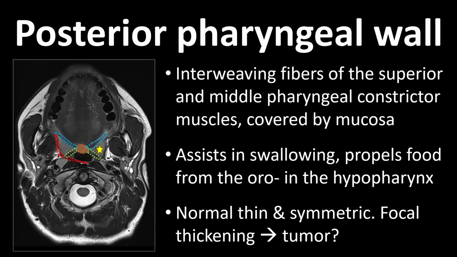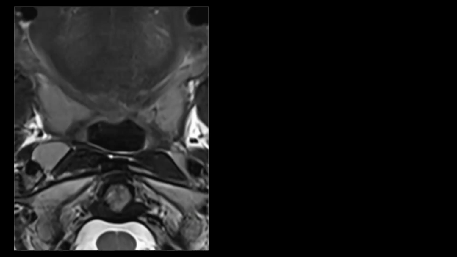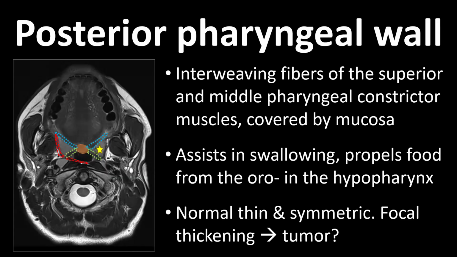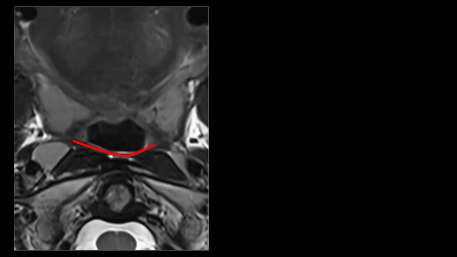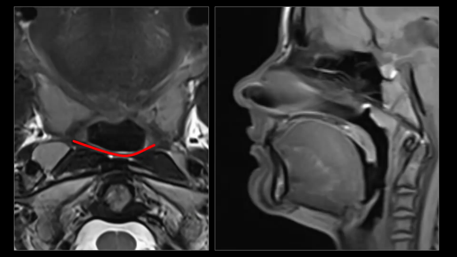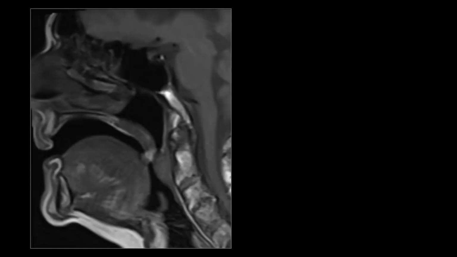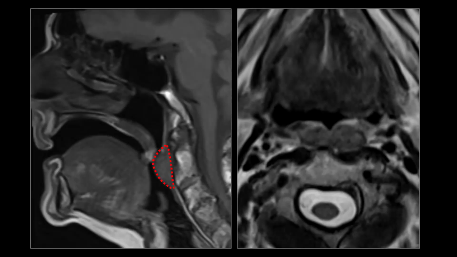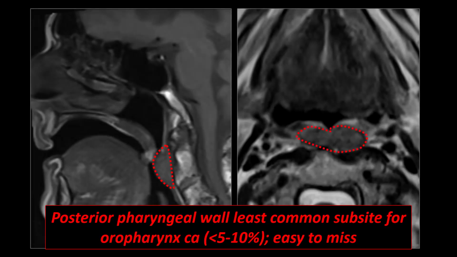And normally it's very, very smooth and thin. As you can see on these extremely magnified images, this is the posterior oropharyngeal wall. So a very thin T2 hypointense layer covered by mucosa. And this is on a sagittal T1 weighted image, so we see a very thin layer of tissue over here. It's the least frequently involved subsite for oropharyngeal tumors, but not impossible. This was a squamous cell carcinoma arising from the posterior pharyngeal wall.